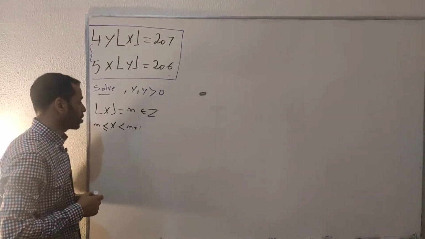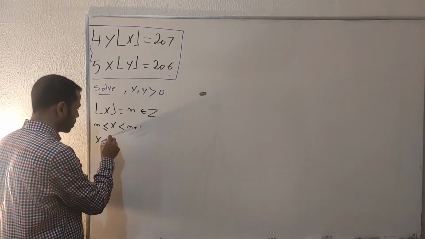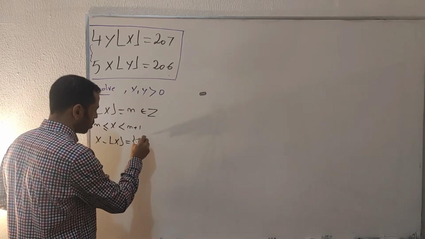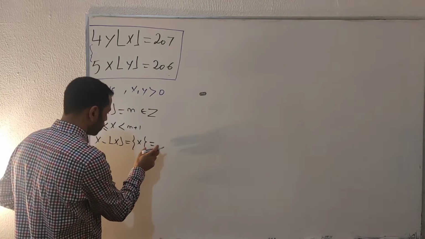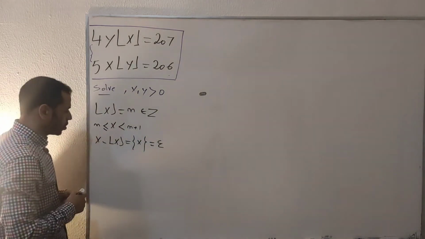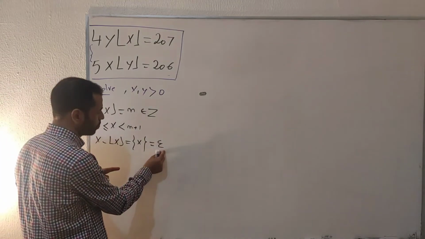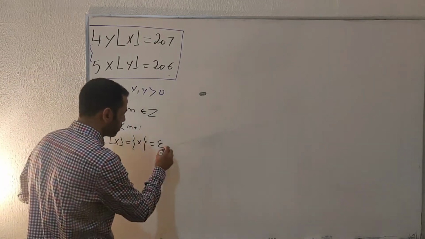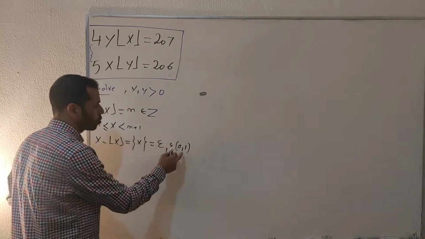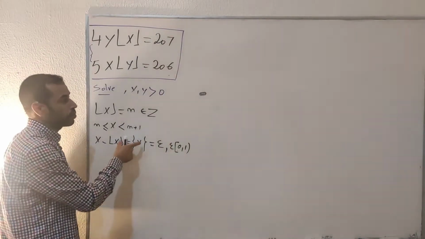There is another important thing about this. We have x minus the floor of x equals a fraction. Let's call this epsilon. So the difference between x and the floor of x equals this number epsilon. Epsilon is between 0 and 1. It can go all the way up to 1, but is not 1. This is exactly what I'm going to apply here.